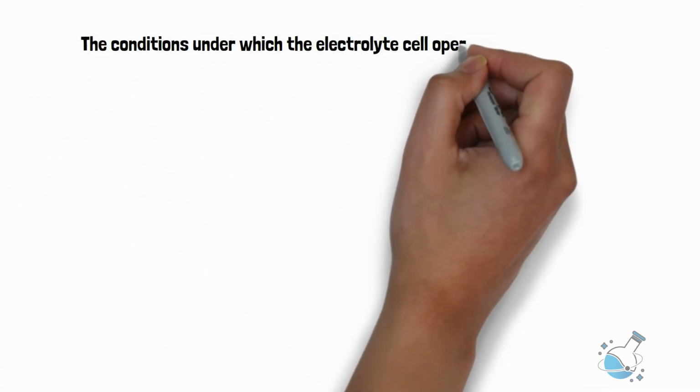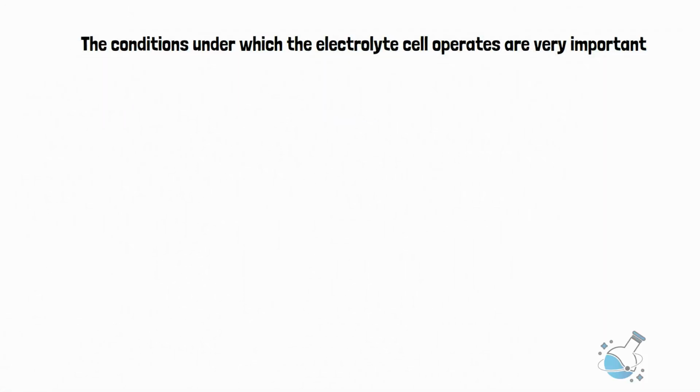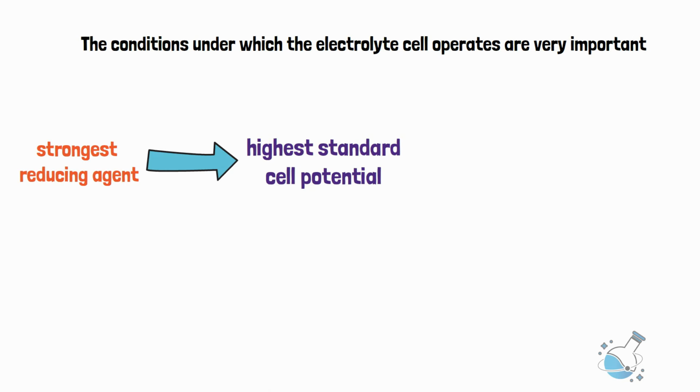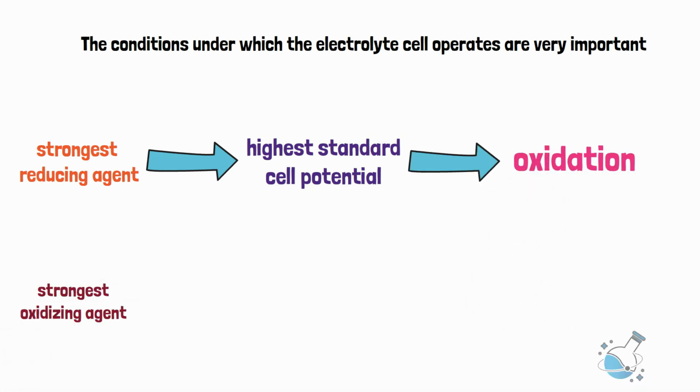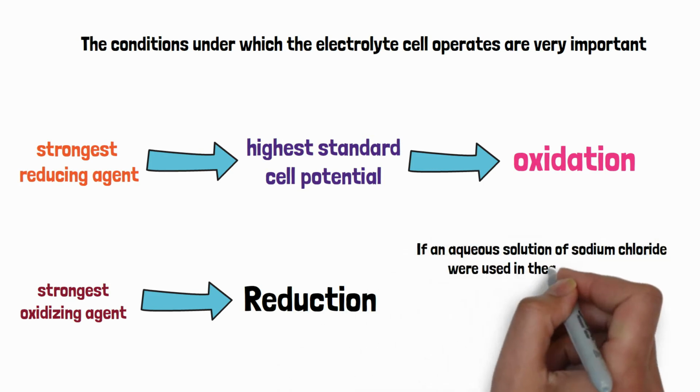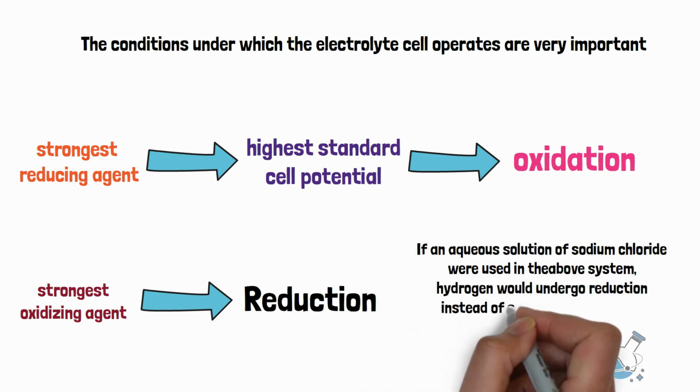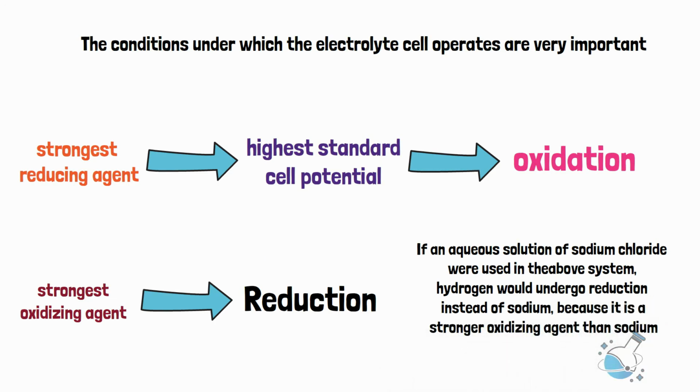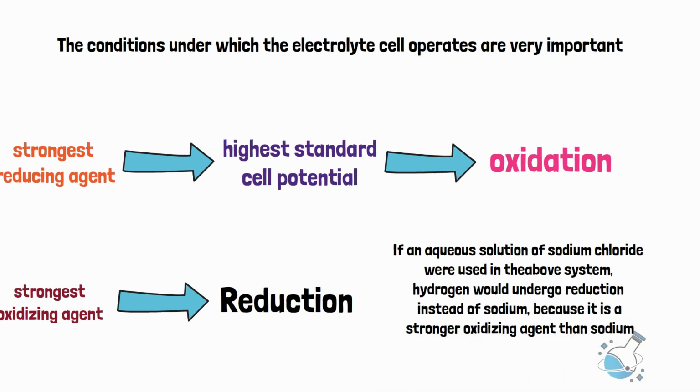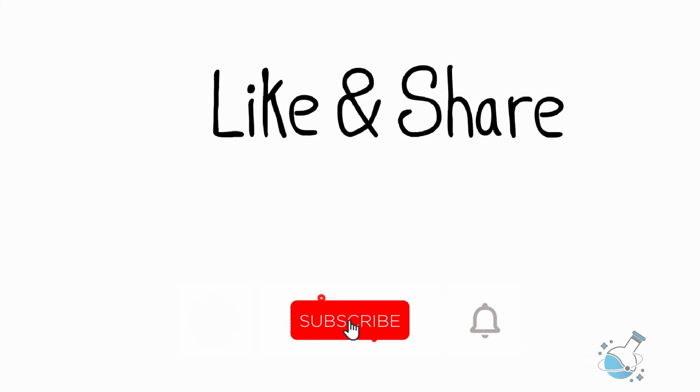The conditions under which the electrolytic cell operates are very important. The substance that is the strongest reducing agent, meaning the substance with the highest standard cell potential value, will undergo oxidation. The substance that is the strongest oxidizing agent will be reduced. If an aqueous solution of sodium chloride were used in the above system, hydrogen would undergo reduction instead of sodium, because it is a stronger oxidizing agent than sodium.